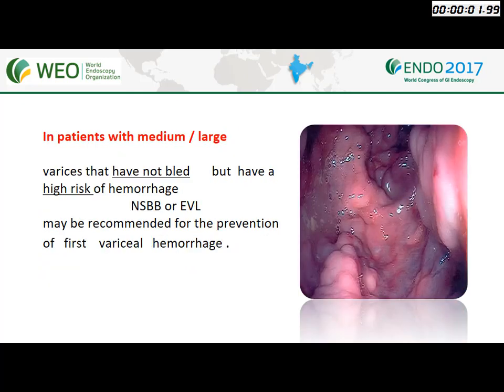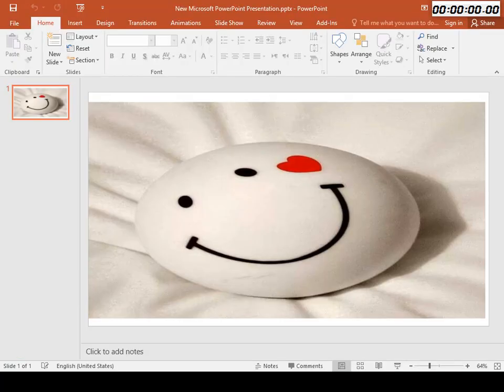Large varices, you have to give either beta blockers or band ligation.